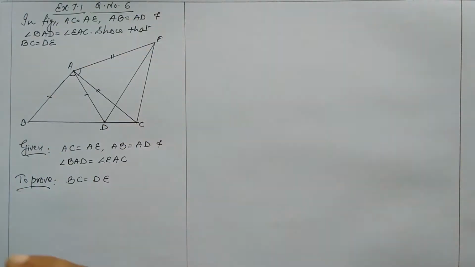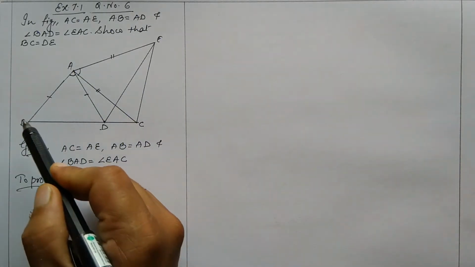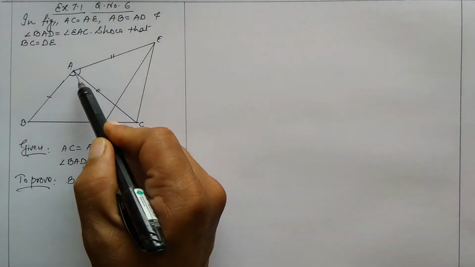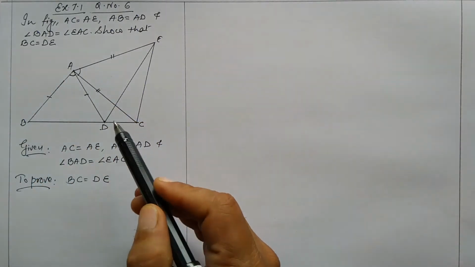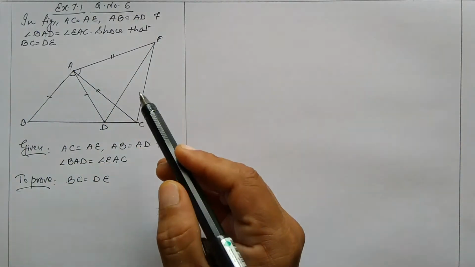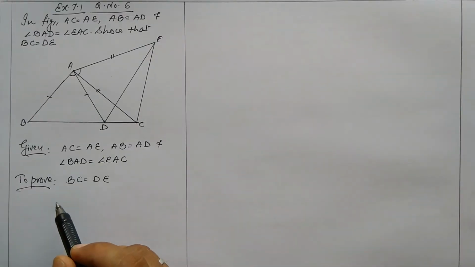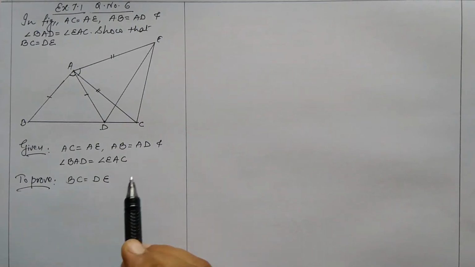Things are given, but when you say triangle ABC, then angle BAD plus angle DAC, if you add DAC, then you will get angle BAC. Similarly, if you add DAC in angle CAE, or EAC, then you are going to get angle EAD, and they are equal. So we will prove these two triangles are congruent by side angle side rule. Let us see.